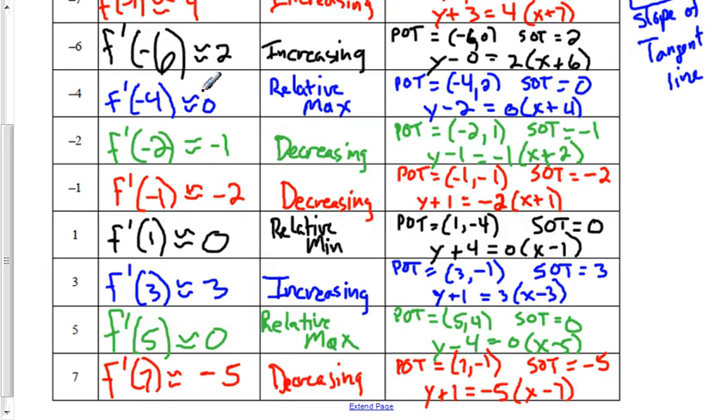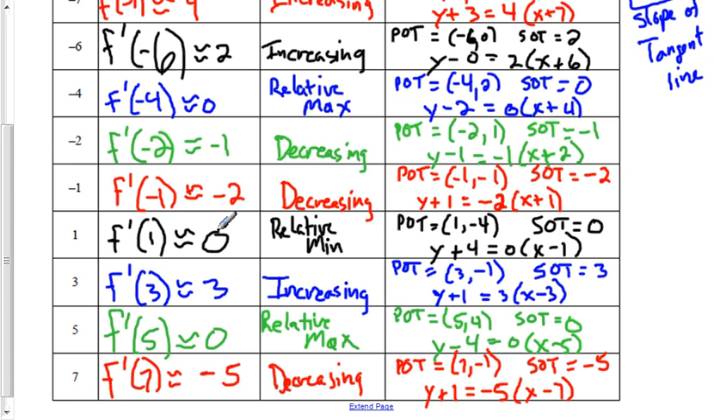Okay, so what do we see here? When the slopes are positive, here f of -6 equals 2, it's increasing. F prime of 3 is 3, it's increasing. When the slope is negative, it's decreasing. And when the slope is 0, we get a relative max or relative min, depending on what happened before it and after it. And we'll summarize this in a second.